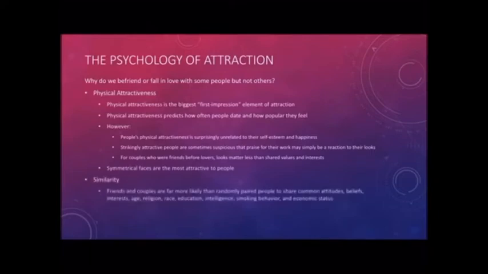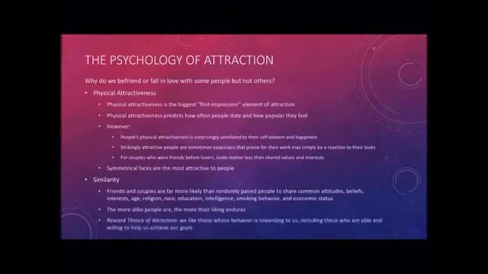Lastly, we've got similarity. Friends and couples are far more likely than randomly paired people to have commonalities in their attitudes, beliefs, interests, age, religion, race, education, intelligence, smoking behavior, and economic status. So basically, people who are close are very similar. That's the main point. The more alike people are, the more their liking endures. So what that means is the more similar people are, the longer their relationship tends to last, the longer they tend to keep liking each other.